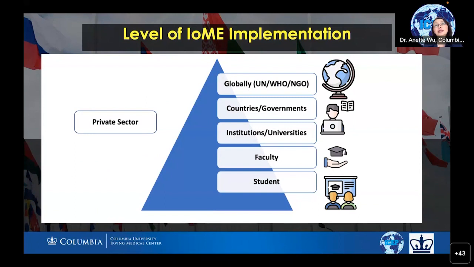So levels of implementation for IoME can occur on several levels and can be as high as on a global level, for instance, NGOs or any other overarching entities. It can be governments and countries, institutions, universities, faculty, and student level. And let's not forget the private sector.